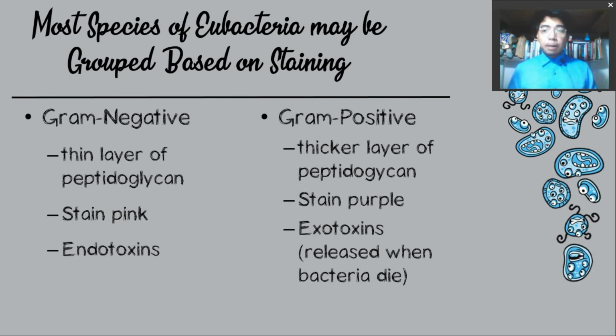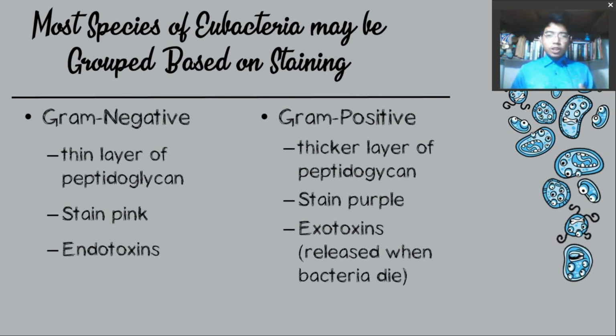Unlike in the case of gram-positive bacteria. Gram-positive bacteria possess a thicker layer of peptidoglycan. Then they have a purple stain. And lastly, they possess exotoxins, or these bacteria release different types of toxins once they die. Okay? Endotoxins, once again, are present in the interior of those cells, while exotoxins are simply released once these microorganisms die.